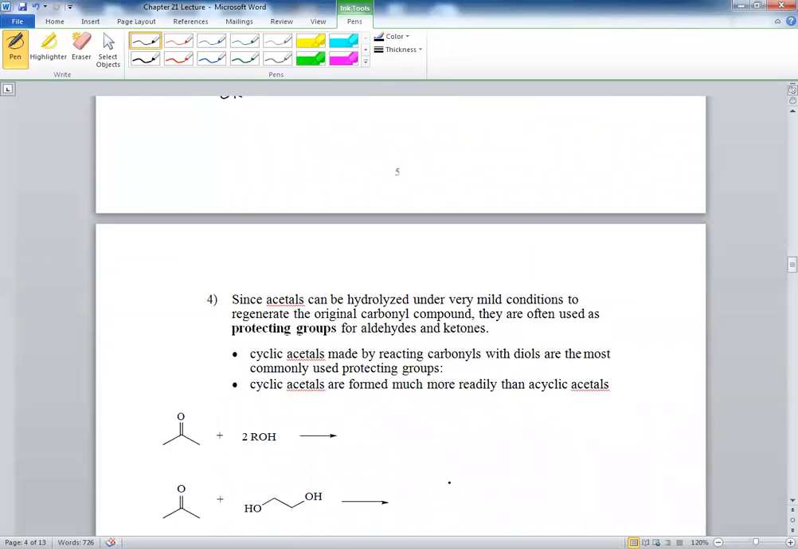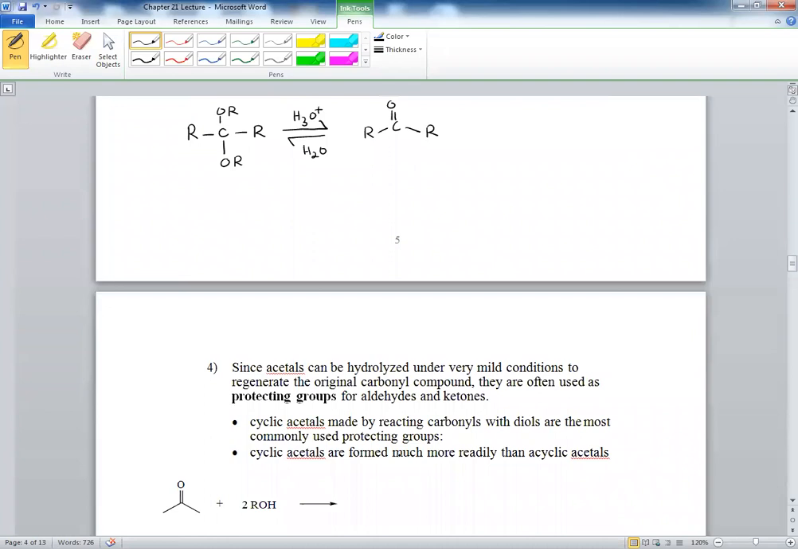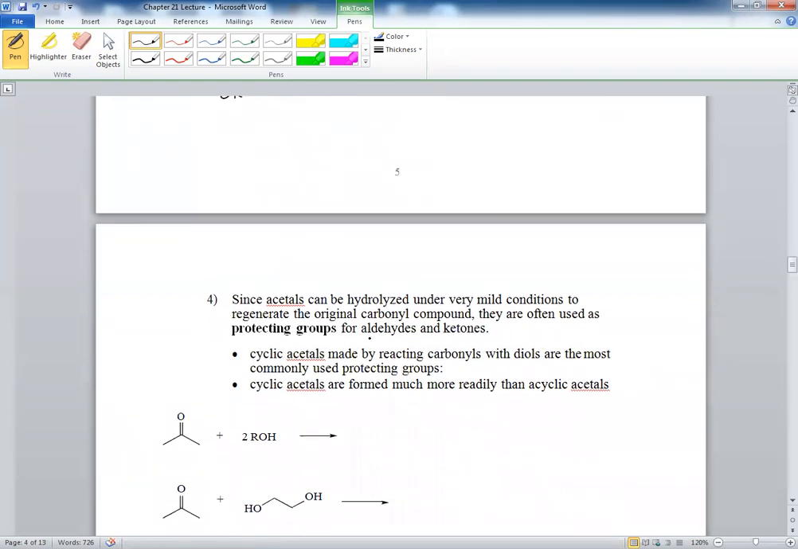Since acetals can be hydrolyzed under mild conditions to regenerate the original carbonyl compound, they are often used as protecting groups for aldehydes and ketones. So these are excellent protecting groups. If you would like to protect the ketone or the aldehyde because other carbonyls that may react are also available, you can actually protect them. Because remember, aldehydes and ketones are more reactive than esters, carboxylic acids, amides, etc.